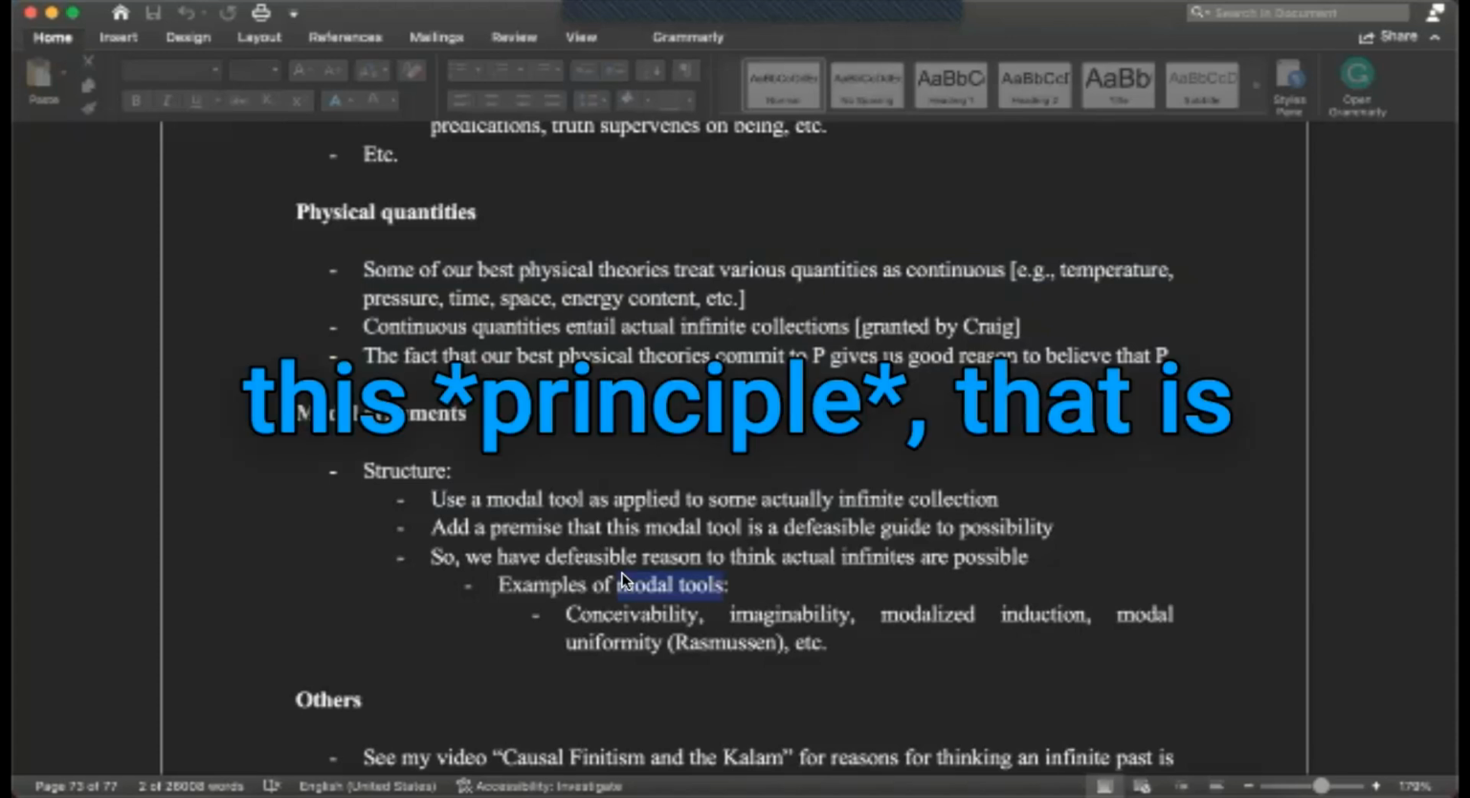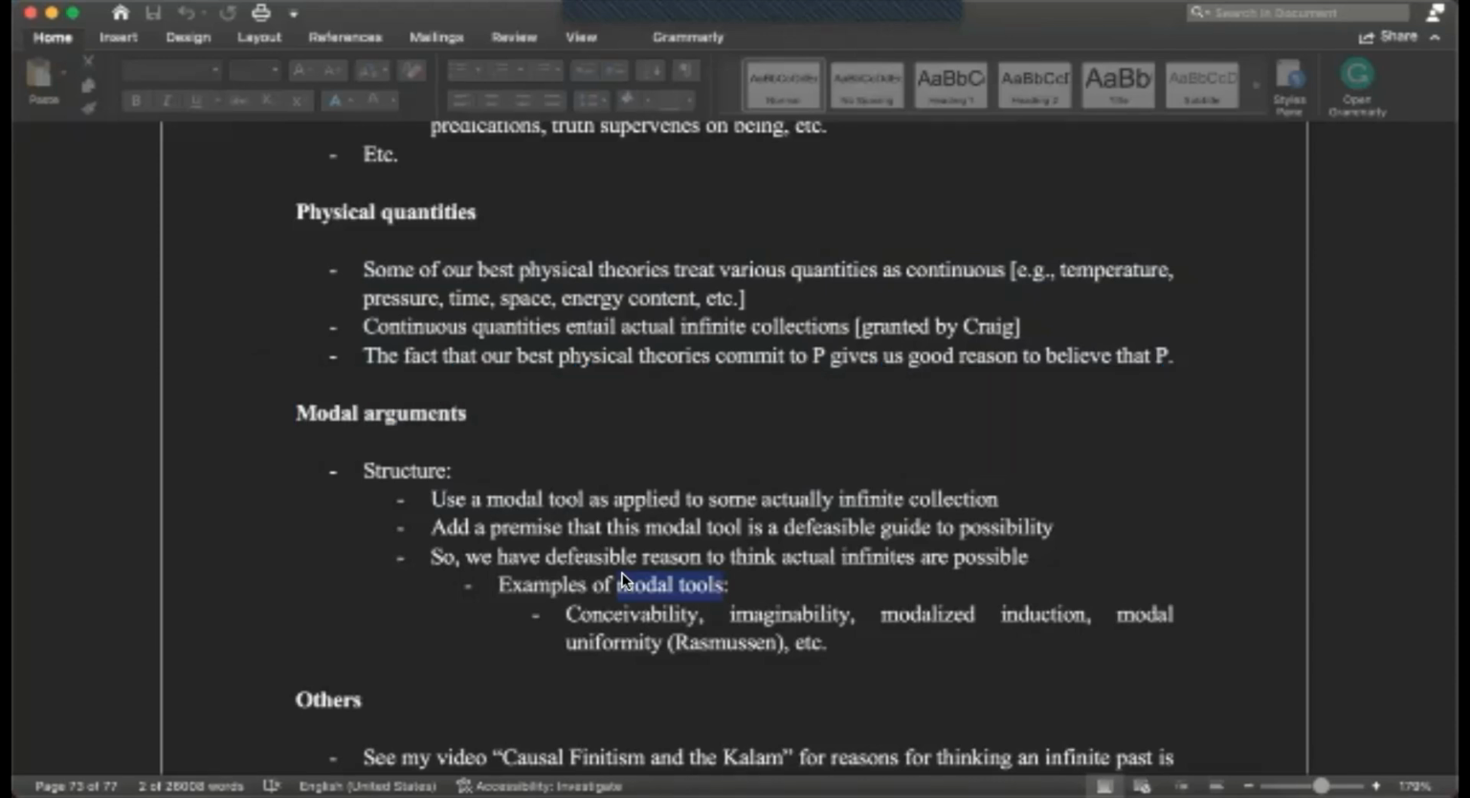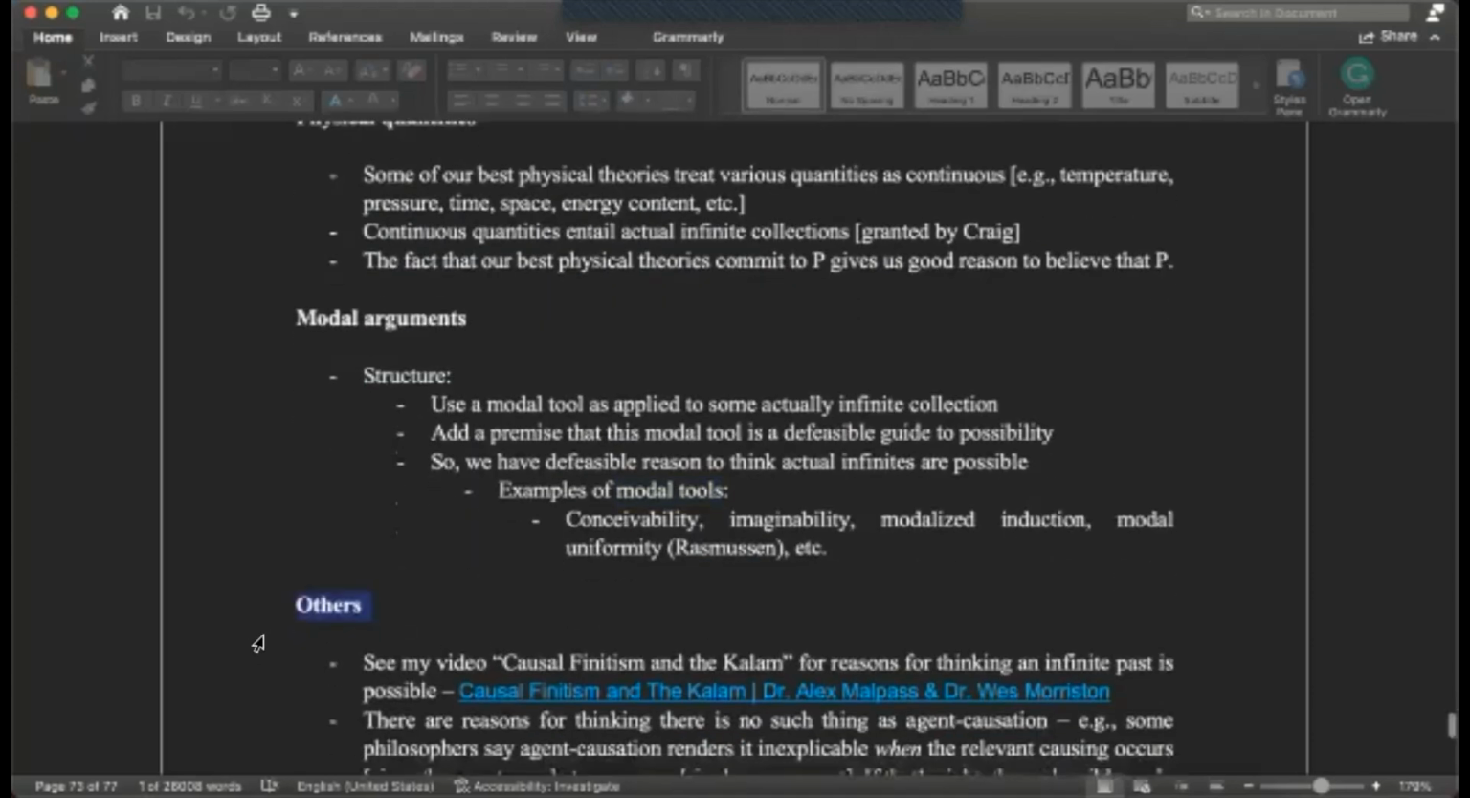Rasmussen has defended this in various papers, most notably, I think it's a 2013 or 2014 article in the Australasian Journal of Philosophy. He's also defended it in his book Necessary Existence, co-authored with Alexander Pruss, published with Oxford University Press in 2018, and so on. And there are still other arguments.